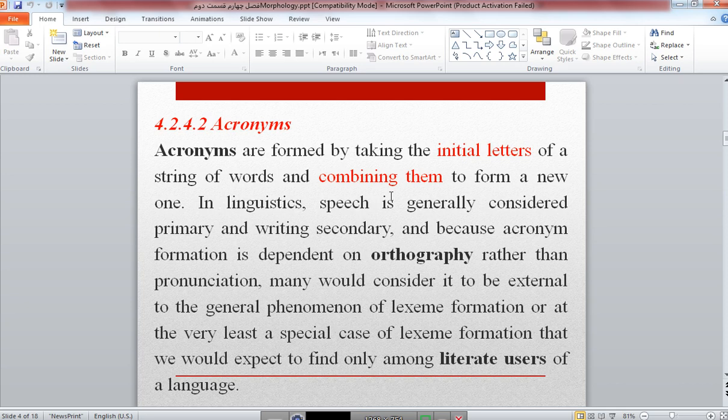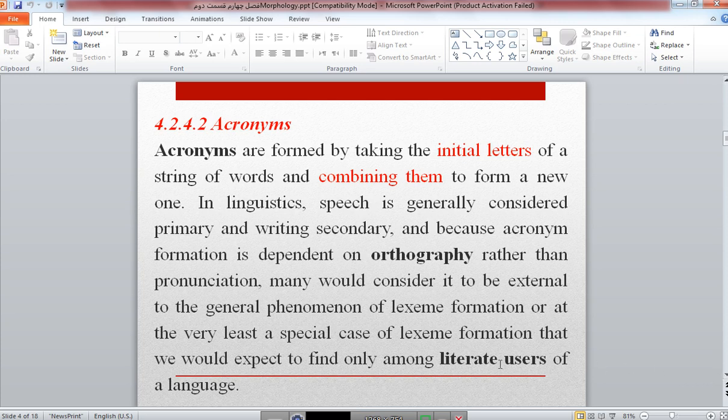In linguistics, speech is generally considered primary and writing secondary. Because acronym formation is dependent on orthography rather than pronunciation, many would consider it to be external to the general phenomena of lexeme formation, or at the very least, a special case of lexeme formation that we would expect to find only among literate users of a language, because it relates to writing, not to speaking.